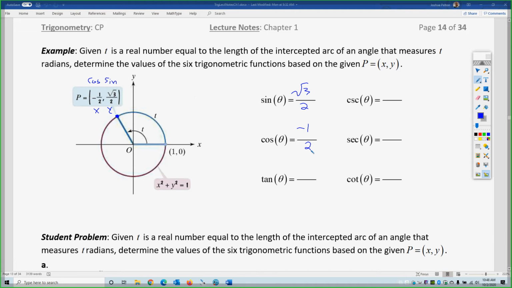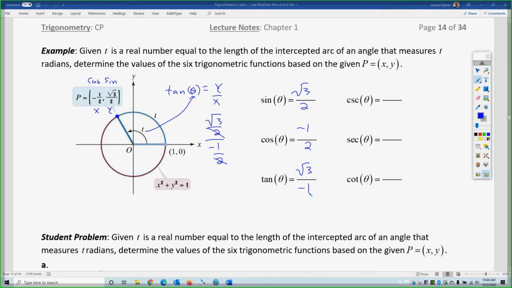And tangent is defined as whatever angle you're doing, which in this case is angle t. So tangent of t is defined by y over x, or in this case root 3 over 2 over negative 1/2, which is the sine over cosine. You notice those 2's cancel, so I'm left with root 3 over negative 1.